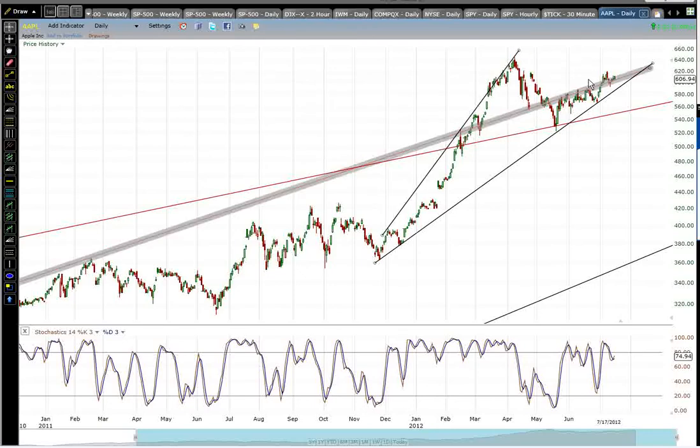As far as this basing pattern, some may view this as a cup and handle type of pattern. If so, it's faulty in that the handle on this is very low. You want to see the handle form in the upper 50% of the price action there, and it's low. So by that measure, this may be a faulty basing pattern in Apple. So watch for a failure of that breakout there.